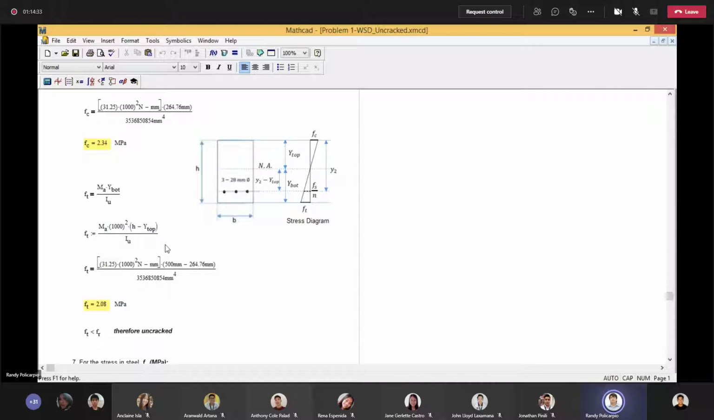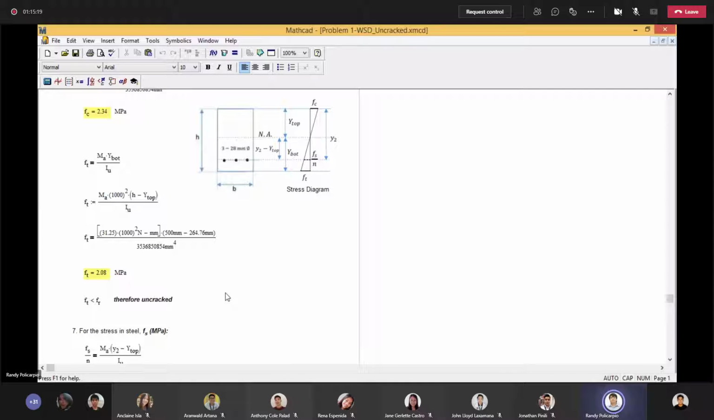Then for the tension in the concrete, FT, its distance from the neutral axis is Y bottom. Okay? So actually, that is the Y bottom. And Y bottom can be computed by taking the difference between H and Y top. So substituting the known values, your F sub T, which is the tensile stress in the concrete, since this is still uncracked, is 2.08 megapascal.